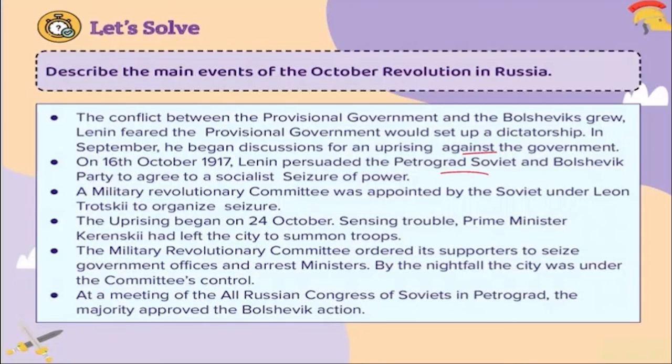to make the seizure. Now the uprising began on 24th October, and Prime Minister Kerensky, sensing trouble, had left the city to bring his troops and army. With that, the Military Revolutionary Committee ordered its supporters to seize the government offices and arrest the ministers, and by nightfall the city was under the committee's control. So they had handled everything properly. At the meeting of the All Russian Congress of Soviets in Petrograd, the majority approved the Bolshevik action. They said the Bolsheviks did it right. That way the Petrograd Soviets were happy with them.